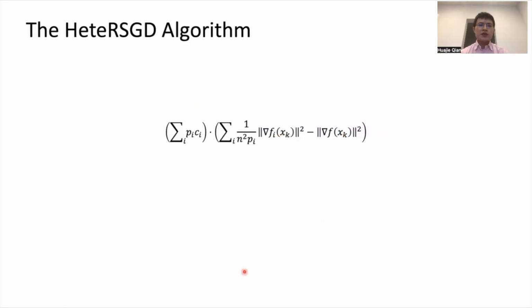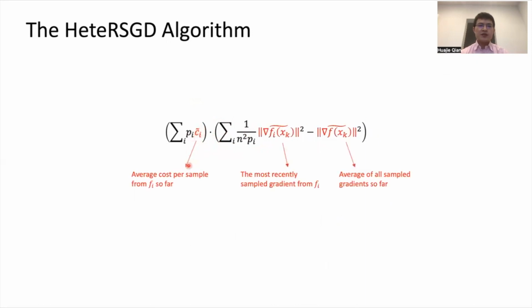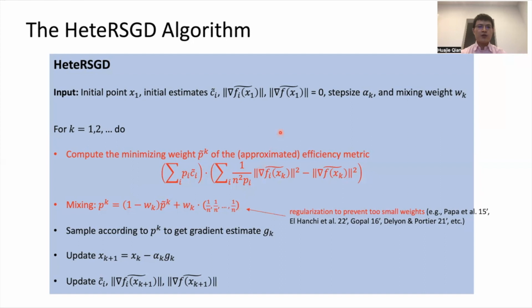So in order to use this metric in practice, we see that this involves several unknown quantities. So we'll replace all these unknown quantities with their empirical estimate. In particular, the C_i tilde will be the average cost per sample from the ith component so far. And for the individual gradient, we'll estimate by the most recently sampled gradient from the ith component. And for the overall gradient, we use the average of all sampled gradients to approximate. Okay. So putting together all the elements, we have our HeteRSGD algorithm.